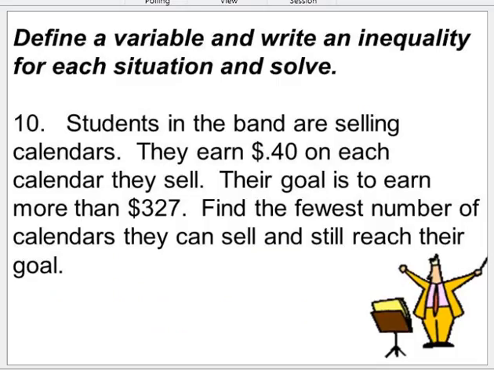My last example today is one where students in a band are selling calendars, and they earn 40 cents for each calendar that they sell. Their goal is to earn more than $327. We're going to find the fewest number of calendars they can sell to reach this goal. So they make 40 cents for every calendar that they sell. We need this amount of money that they make to be more than $327. There's our inequality, so we're going to divide by 0.40 on both sides.